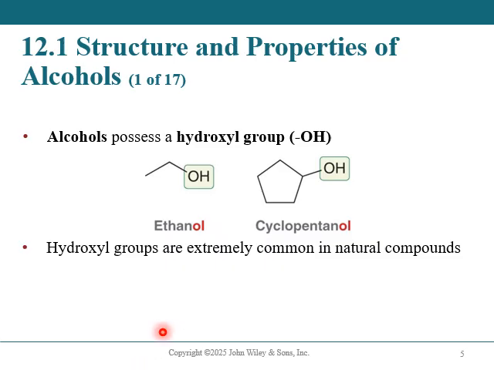Let's begin by defining what is an alcohol. We know from our discussion regarding functional groups that alcohols possess an OH or a hydroxyl group. Hydroxyl groups are extremely important in natural compounds, so anything that contains an OH group by itself and then an R group, such as an ethyl group in ethanol, cyclopentyl group in cyclopentanol, these are considered alcohols.